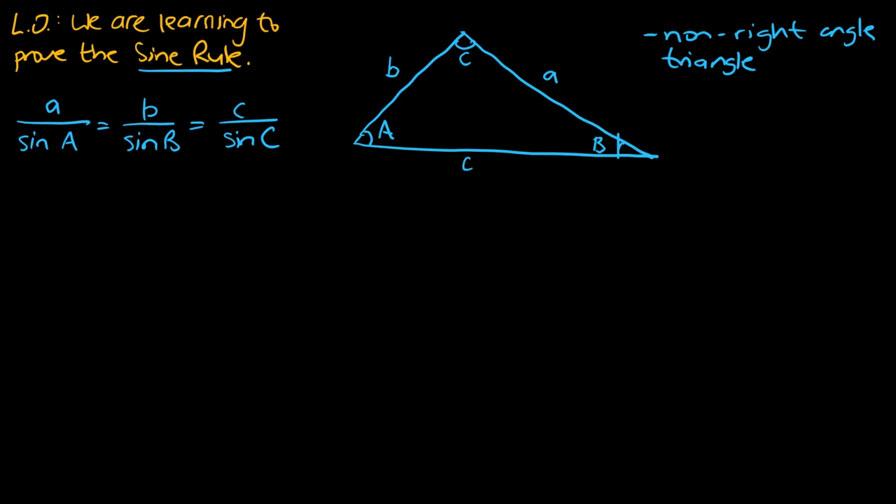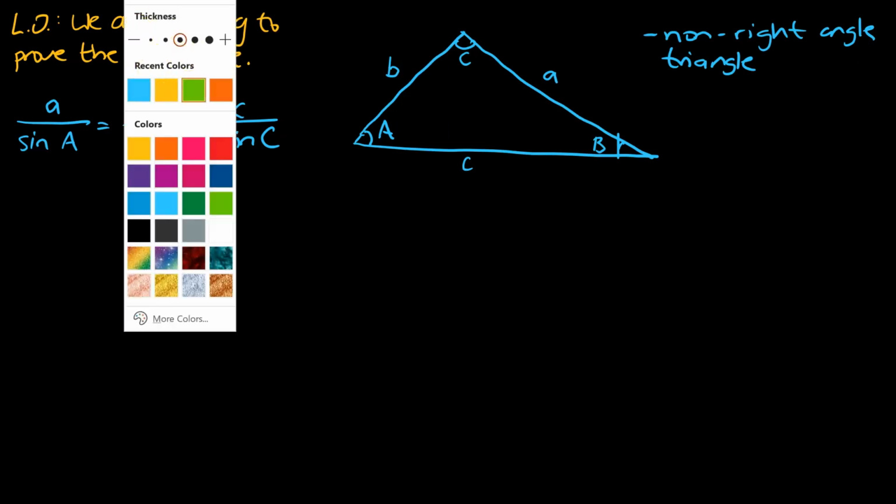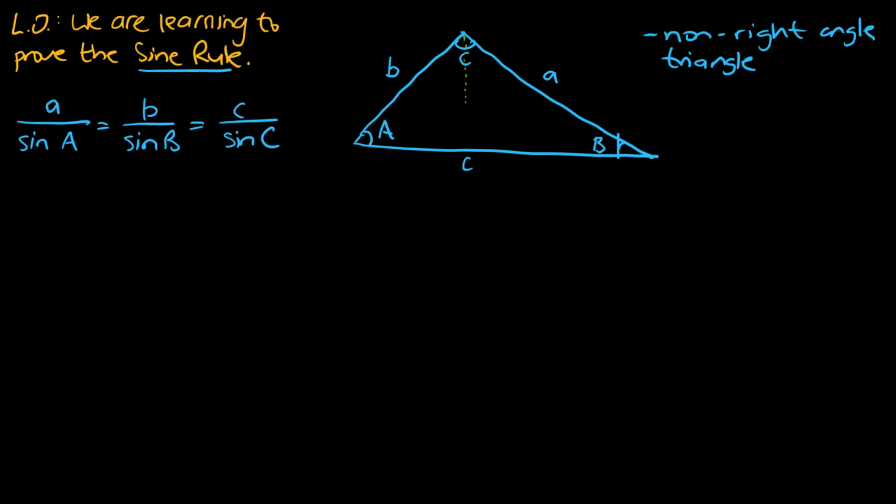So we won't be focusing on the C's too much, because we're going to focus on proving the A and the B parts, but the same does hold true for C as well. So the first step, we'll change pen color, we'll get into green. We're going to chop this non-right angle triangle down the middle, and this has the effect of creating two right angle triangles. That green dotted line is perpendicular to the base of this triangle. And we're just going to call the height of this triangle H for now.